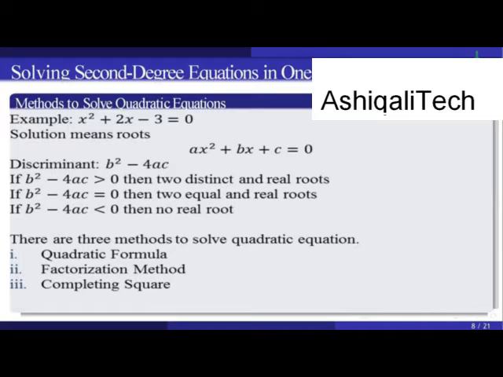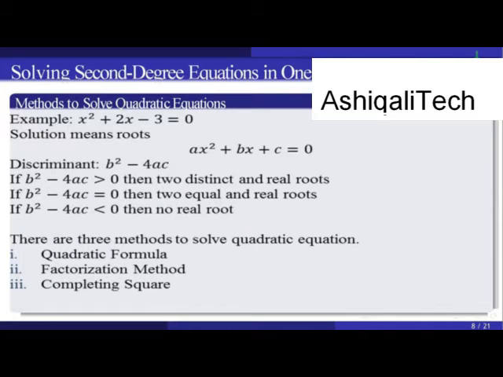Dear students, now we see the method to solve quadratic equations. For example, if we have x square plus 2x minus 3 is equal to 0, then the solution means the roots of this equation. First, we see the discriminant, which is denoted by b square minus 4ac. If discriminant b square minus 4ac is greater than 0, then there will be two distinct and real roots. If discriminant b square minus 4ac is equal to 0, then there will be two equal and real roots. And lastly, if discriminant b square minus 4ac is less than 0, then there will be no real root.